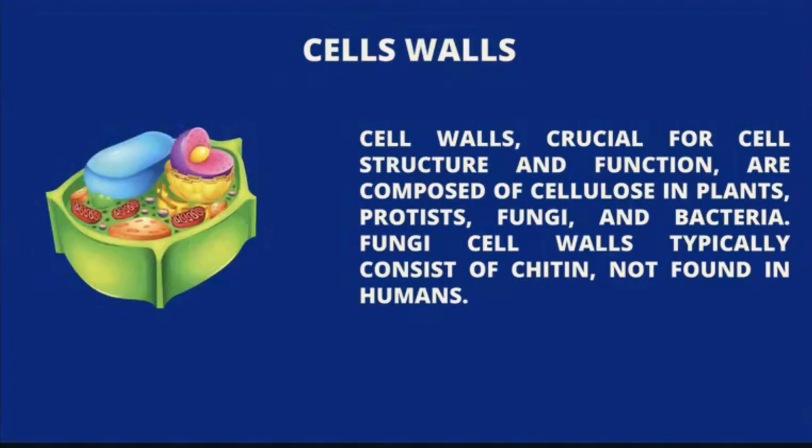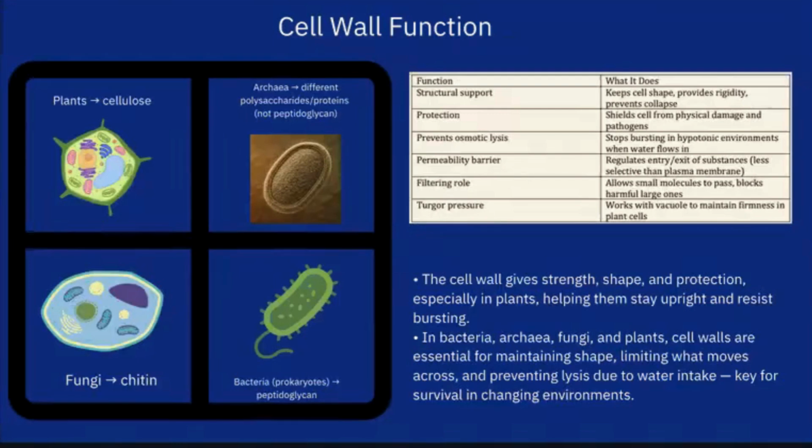The cell wall, please note, is crucial for cell structure and function, specifically in plants. Remember, animal cells don't have cell walls, but things like plants and protists and fungi and bacteria have cell walls. Now, more specifically, we have different types of cell walls for different organisms. So plants have something called cellulose, and that is contained in the cell walls.